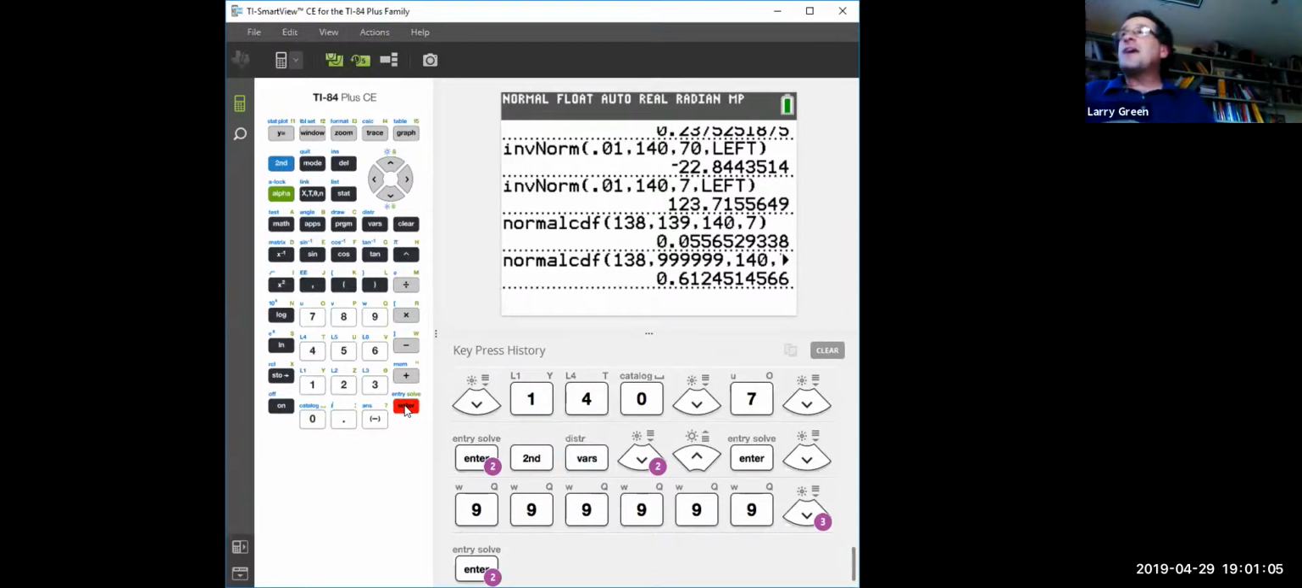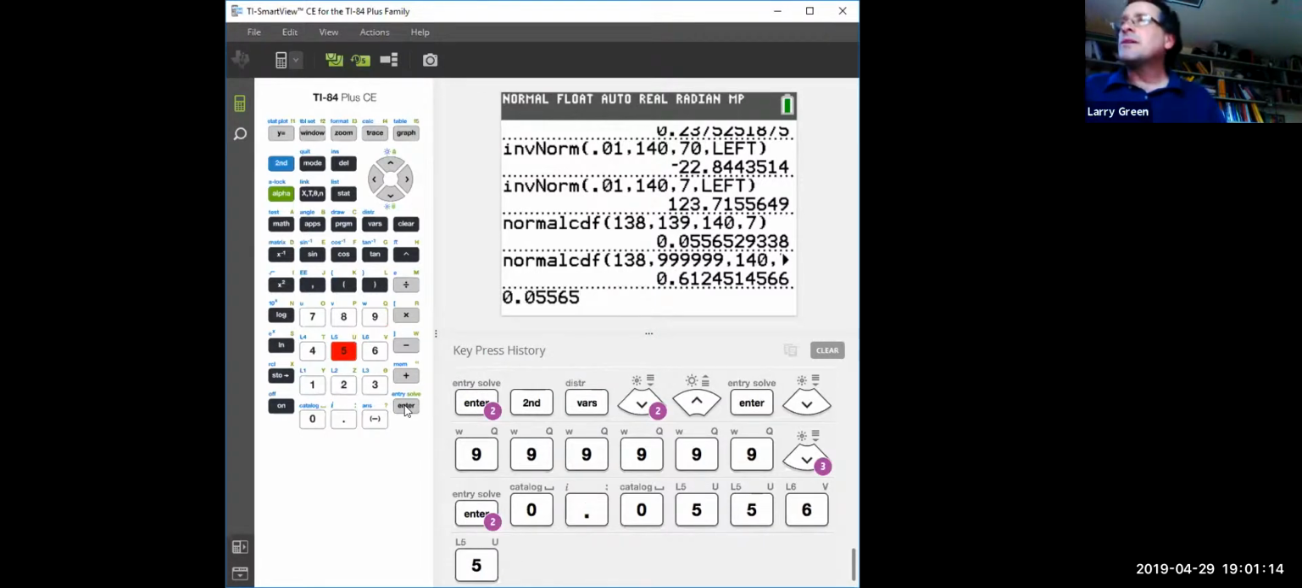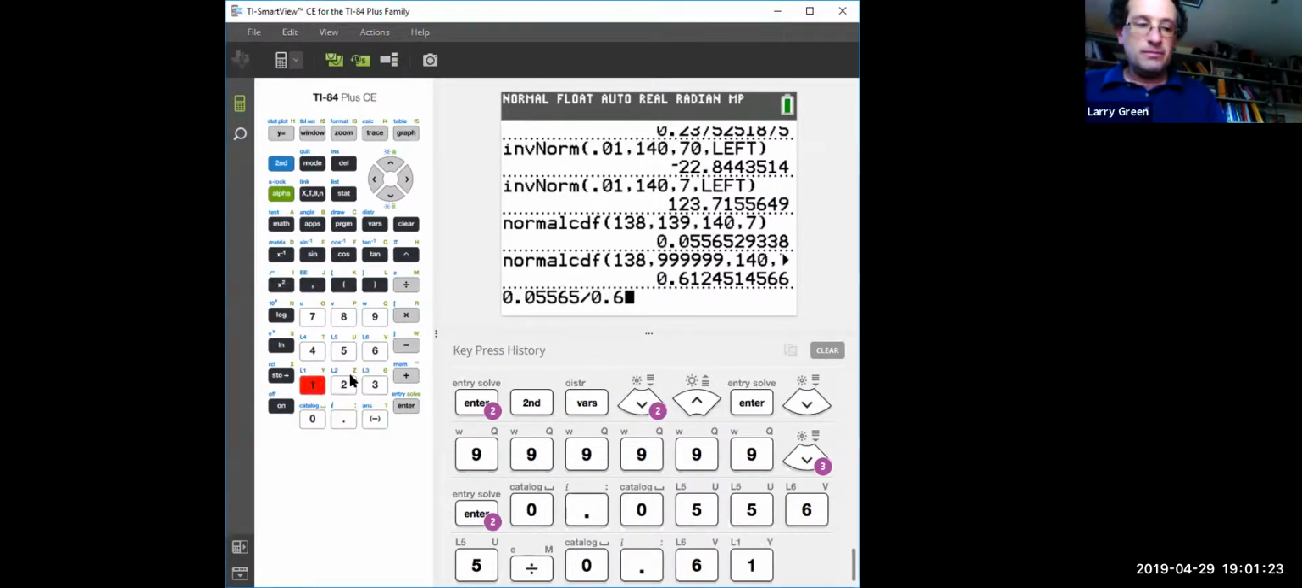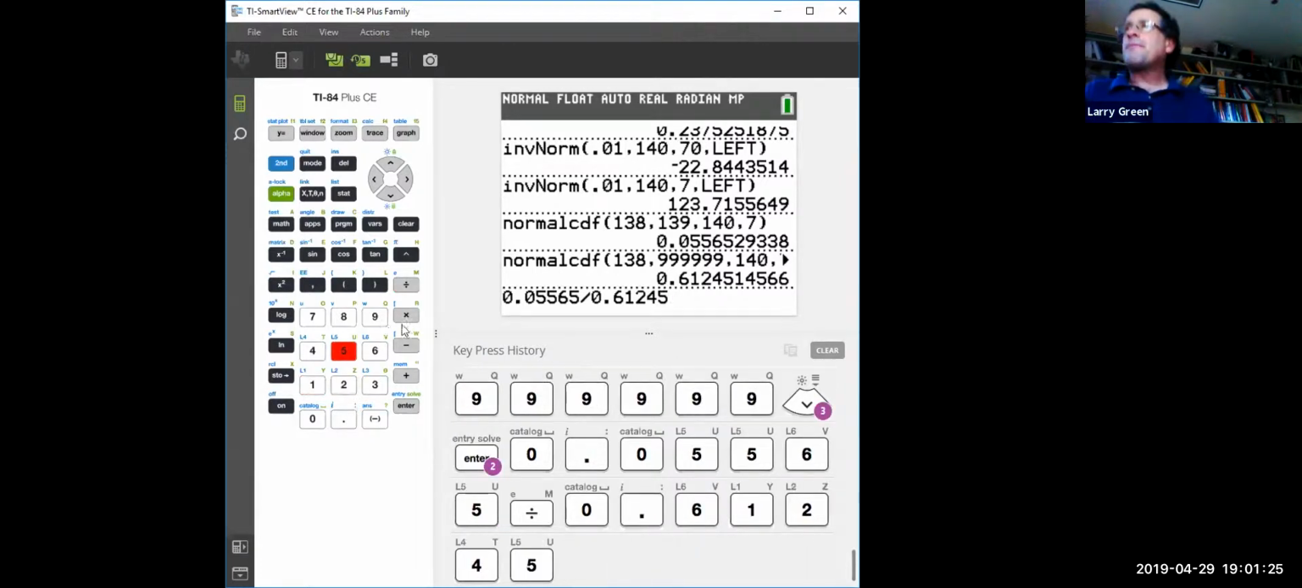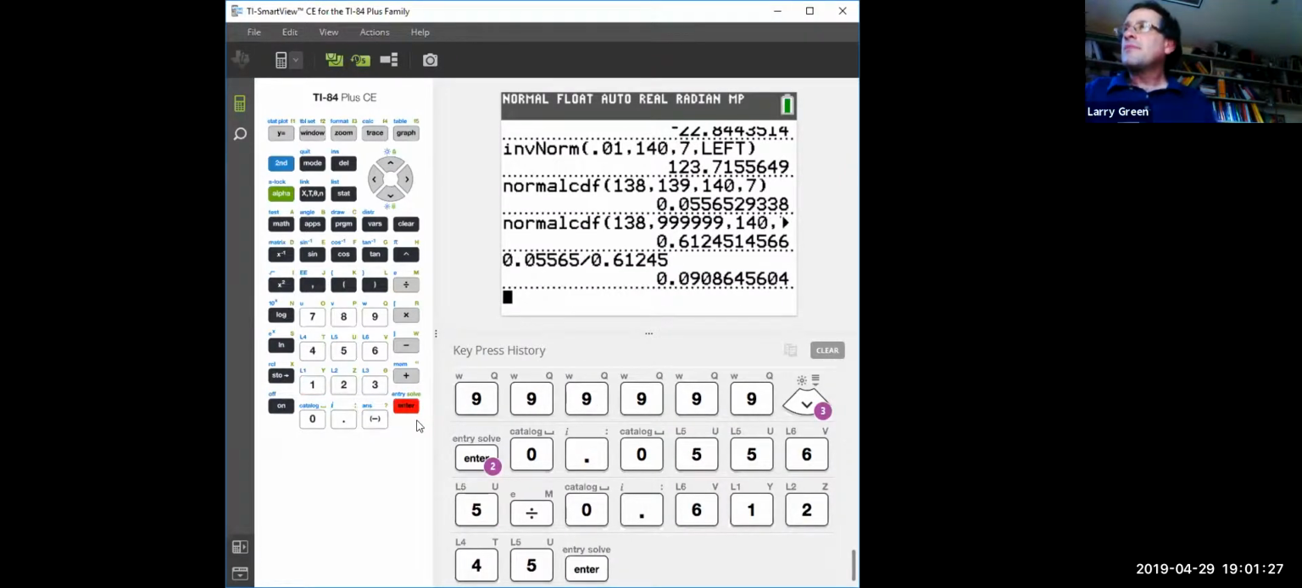Okay, now I just divide. So I have 0.05565, how about? Divided by 0.61245. So it's about a 9% chance. Any questions? Any questions on this?